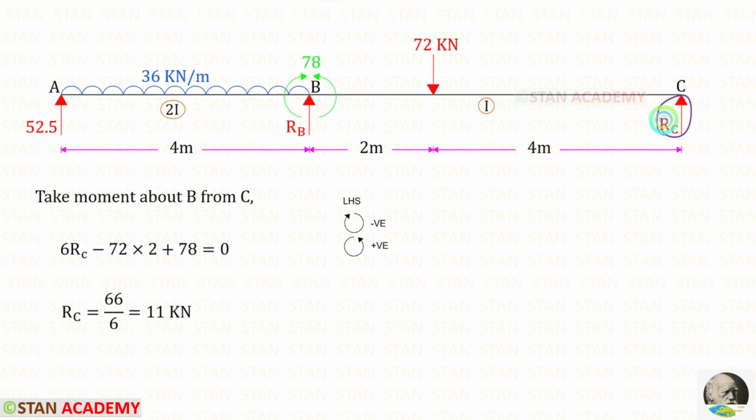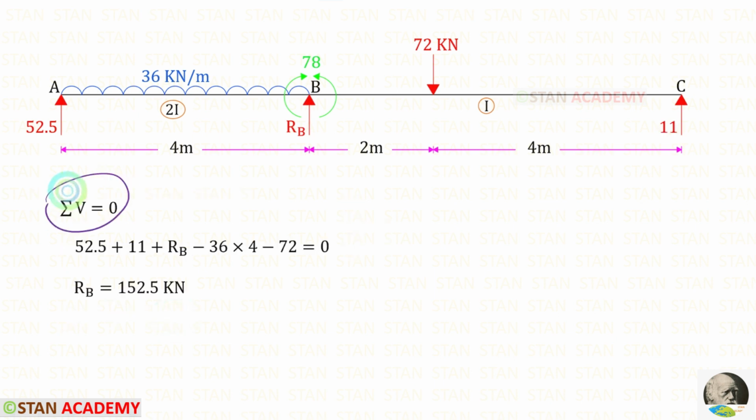To find RC, let us take moment about B. In this case, we have to follow the left-hand side rule. RC is acting in the anticlockwise direction so it will be positive and the distance is 6. So 6 RC. The point load 72 is acting in the clockwise direction so it will be negative and the distance is 2. MB is acting in the anticlockwise direction so it will be positive. For RC, we will get 11 kilonewton.